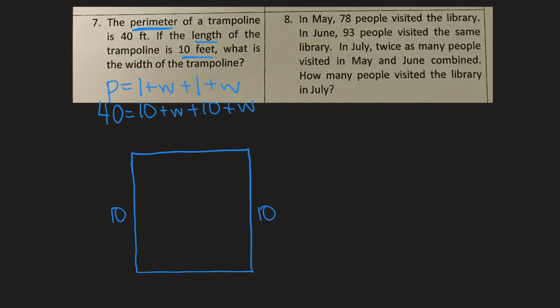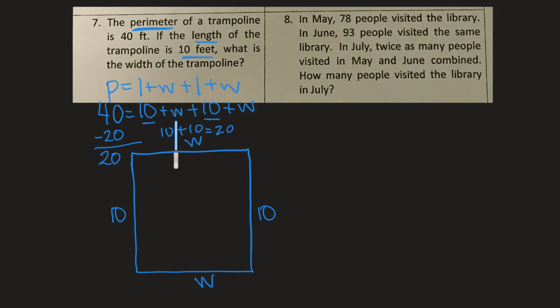So now all I need to find is my width. And I know when I add them all up, they equal 40. So I'm going to add my 10 and 10. 10 plus 10 is 20, I'm going to take that away from the total, and I will have 20 left. Now, the width is not 20 because remember, I have 1, 2 sides.